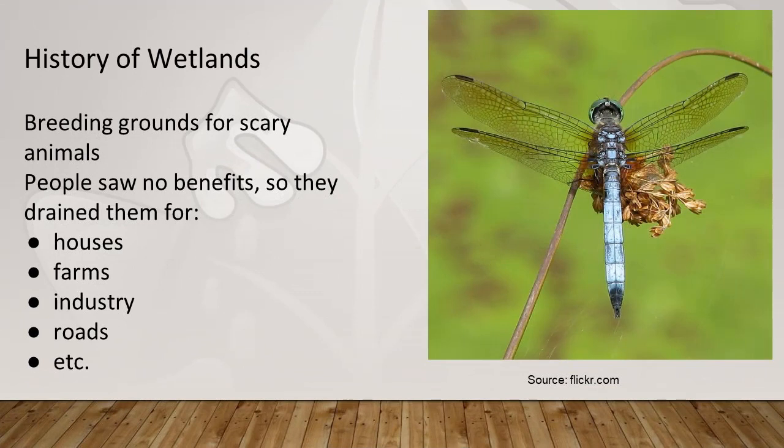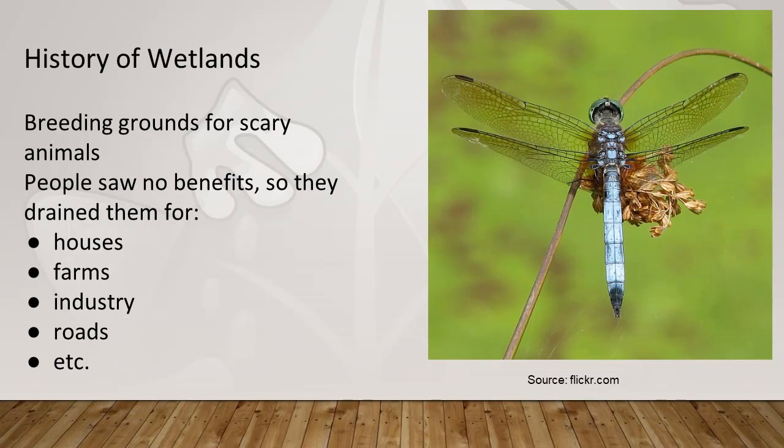Let's talk a little bit about the history of wetlands before we talk about the benefits. Believe it or not, people used to think that wetlands were wasted land. They saw wetlands as breeding grounds for scary animals like snakes and crocodiles, and worst of all, the dreaded mosquito. Mosquitoes were believed to have no other purpose than to spread disease. So people drained the land to make farms, neighborhoods, roads, factories, and even parking lots.